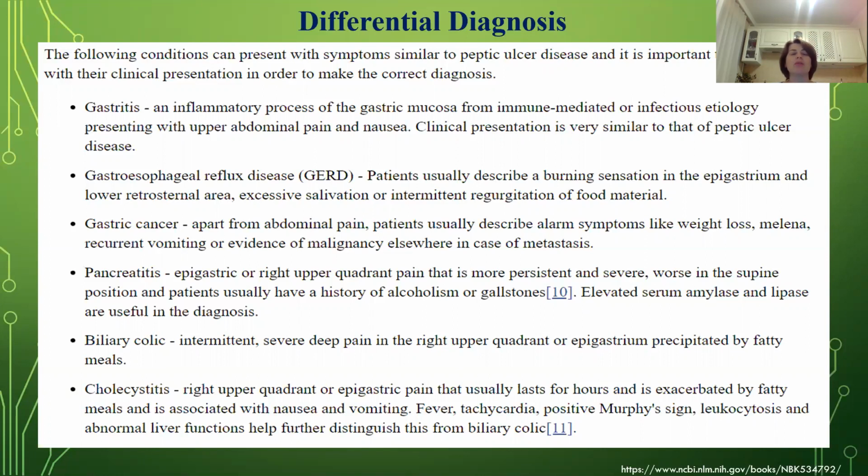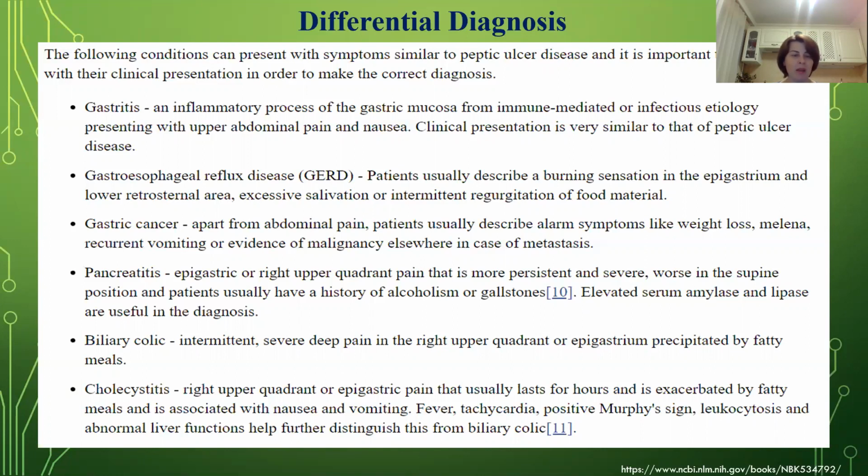Pancreatitis, represented by epigastric or right upper quadrant pain, is more persistent and severe. The pain appears worse in the supine position, and patients usually have a history of alcoholism or gallstones, or it can be NSAID or corticosteroid exposure, or for example treatment after anti-cancer therapy. Acute pancreatitis can also appear after infectious disorders such as herpes infection or influenza infection. Elevated serum amylase and lipase are useful in the diagnosis to differentiate it from peptic ulcer.